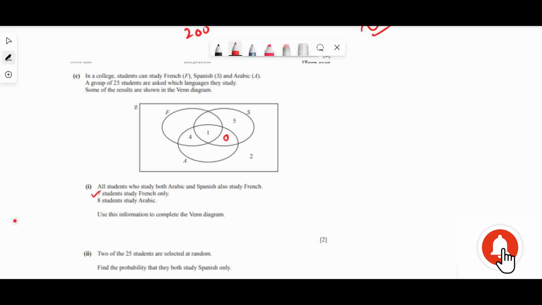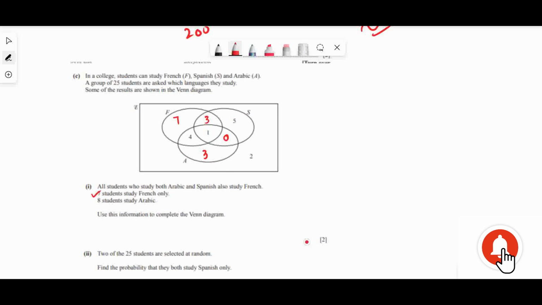It means that now we can see 4 plus 1, 5, and 5 plus 3. Here must be 3. And for French, 7 students have studied French only. Let's see the remaining one. In total we have 25 students. So if we add all of them, 7 plus 4, 11. 11 plus 1, 12. 12 plus 5, 17. 17 plus 5, plus 3, 20, 22. So here there must be 3.